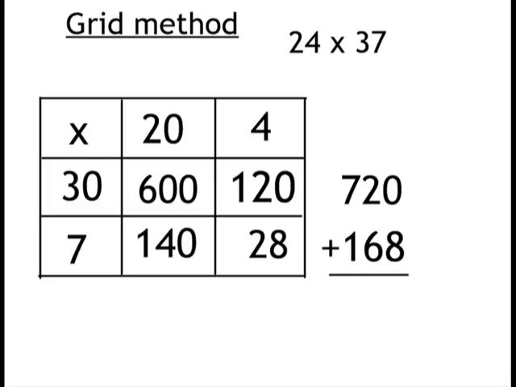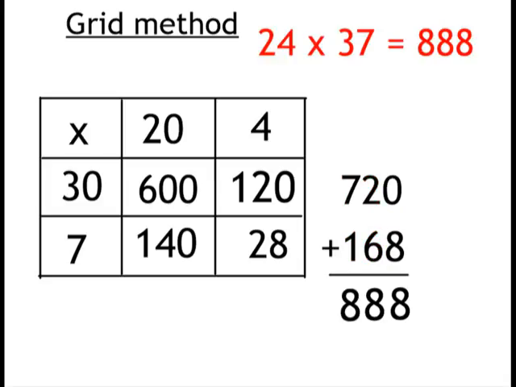Next, I need to add up my two totals, so 720 plus 168, using the column method. 0 plus 8 is 8, 2 plus 6 is 8, 7 plus 1 is 8. So the answer to my multiplication 24 times 37 is 888.